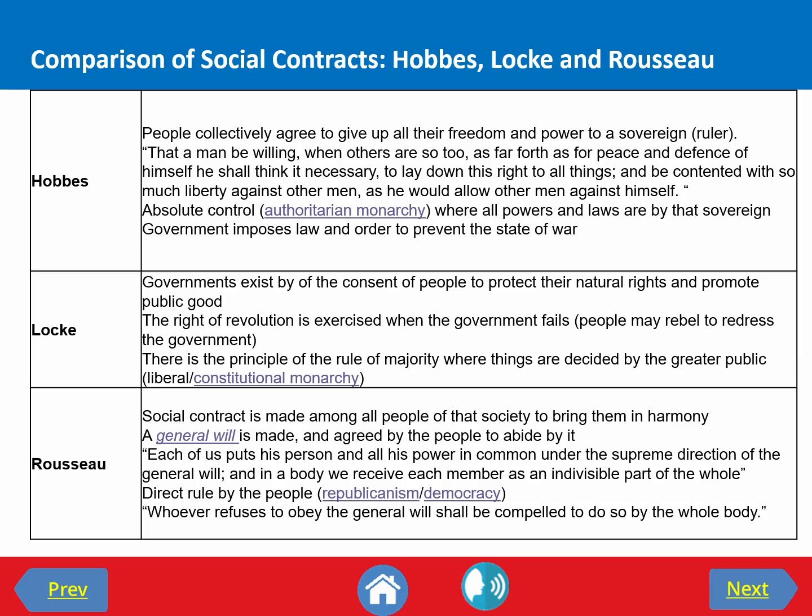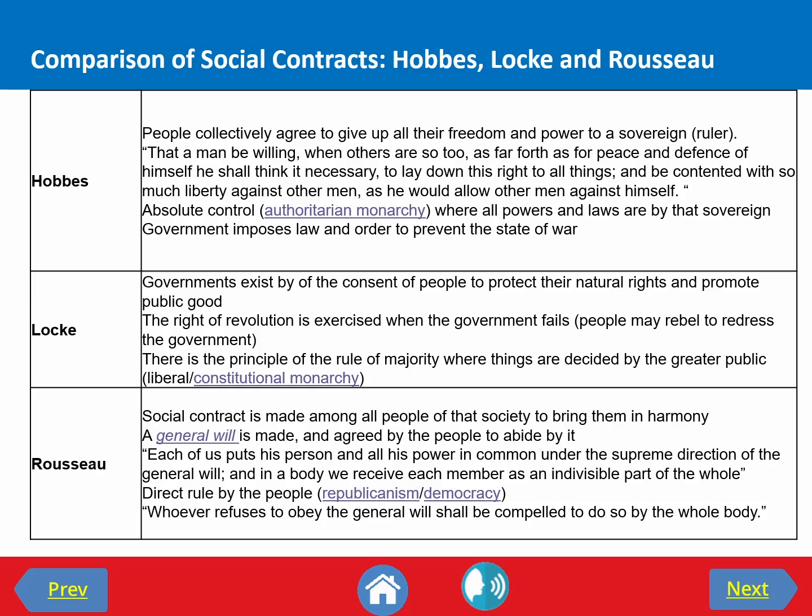Hobbes believed that people collectively agree to give up all their freedom and power to a sovereign, or absolute ruler. He said, "That a man be willing, when others are so too, as far forth as for peace and defense of himself he shall think it necessary, to lay down this right to all things, and be contented with so much liberty against other men, as he would allow other men against himself." Absolute control, which is best described as an authoritarian monarchy, where all powers and laws are made by that sovereign.